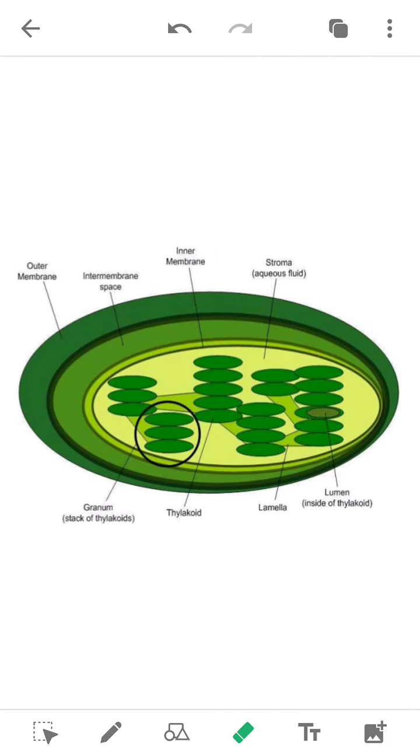Now, if you see the chloroplast under an electron microscope, it looks like this. A chloroplast contains two membranes, outer membrane and inner membrane. In between the two membranes, a membranous space is present, which is called the intermembrane space. Inside the inner membrane, an aqueous fluid-like substance is present, which is called stroma. And you can see the circular ones. In that, stacks of thylakoids are present, which are called grana.